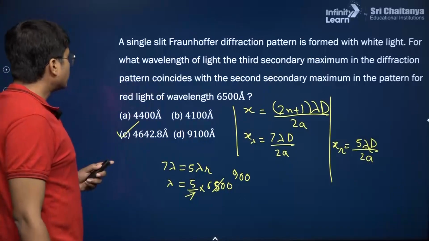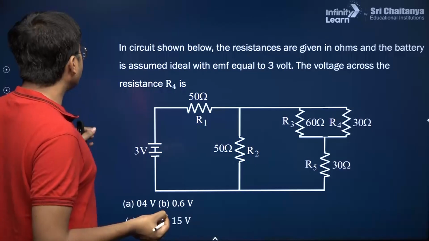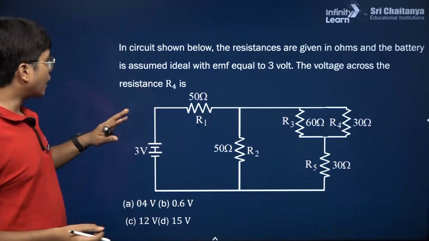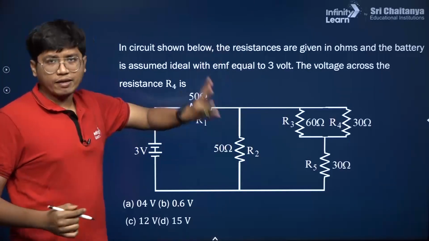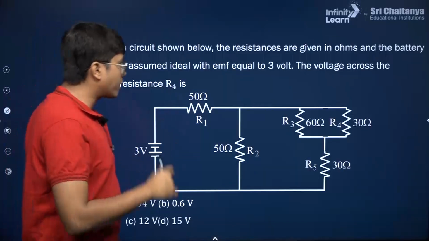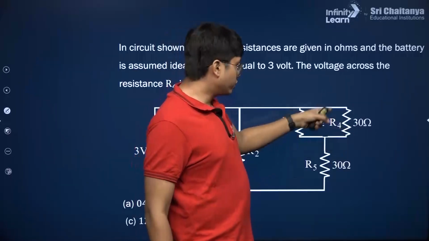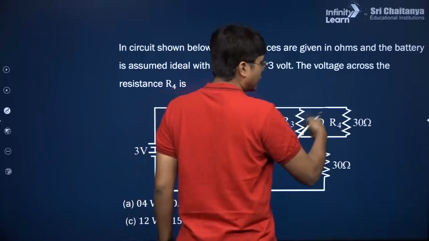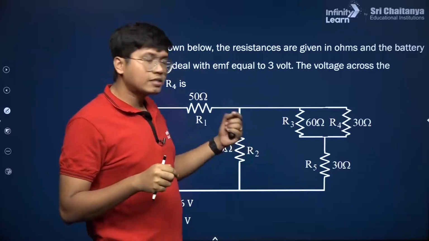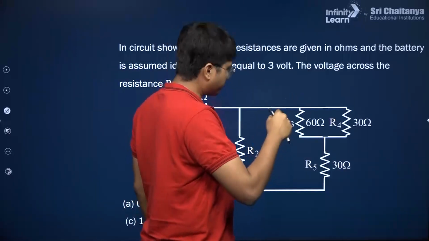Okay. Next question says, in a circuit shown below, resistances are given in ohms and batteries assumed ideal with EMF equal to 3 volt. The voltage across resistance R4 is. So it's simple. We need to find the equivalent resistance of the entire thing, find the current, and then move on from there. First step is this. R3 and R4 are in parallel with each other. So the equivalent, if you do 60 into 30, that is 1800 divided by 60 plus 30 is 90.